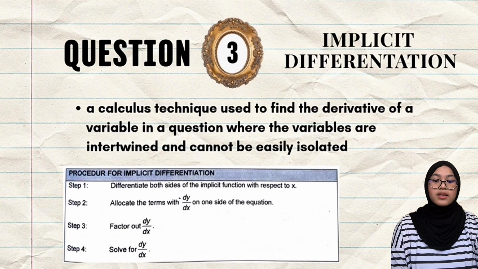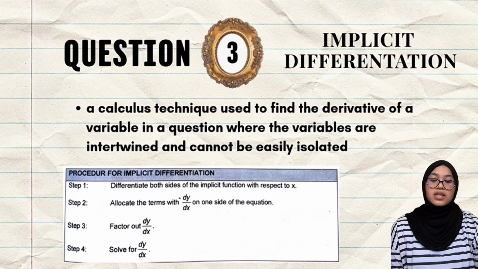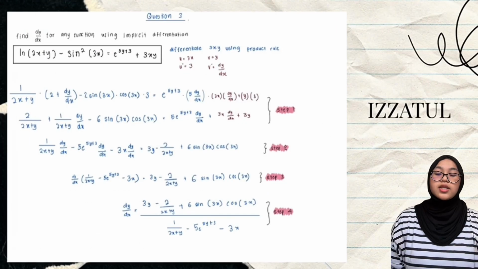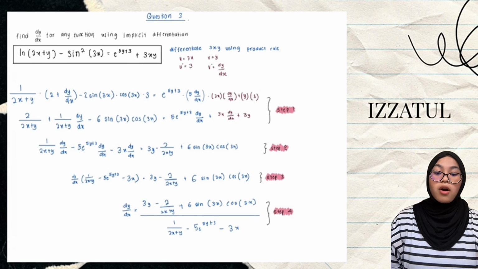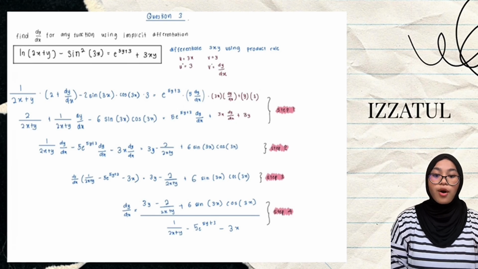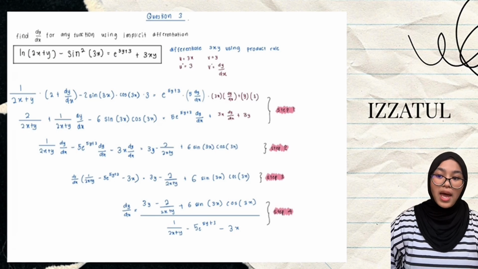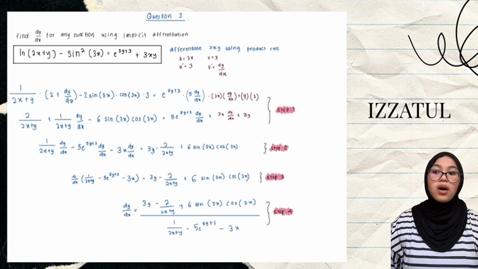What is implicit differentiation? Implicit differentiation is a calculus technique used to find the derivative of a variable in an equation where the variables are intertwined and cannot be easily isolated. Okay, so this is the example question for implicit differentiation. Find dy over dx for ln(2x + y) − sin²(3x) = e^(5y) + 3xy.